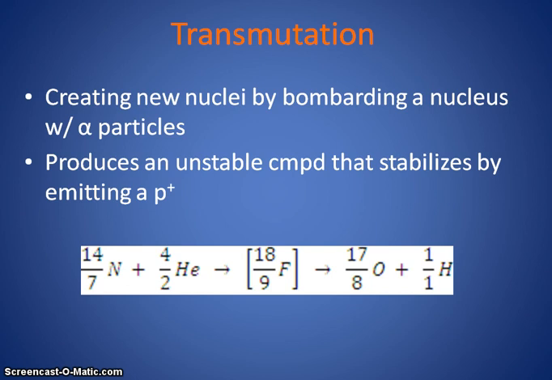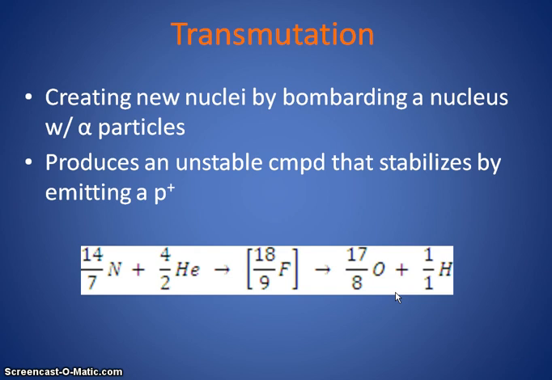And then the last form here is transmutation, and that is when we create a new nuclei by bombarding a nucleus with alpha particles. So this is a non-spontaneous reaction. Through transmutation, we're going to produce an unstable compound that can stabilize by emitting a proton. You can see in this equation here, the part that's in the brackets is the unstable compound that gets formed first, and then that will emit a proton. Here's our proton, in order to form a more stable form.